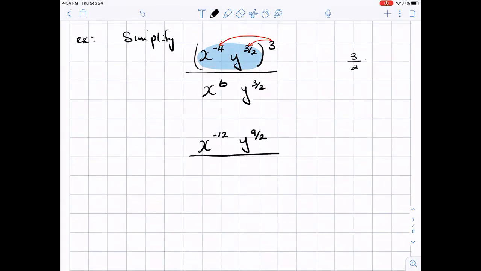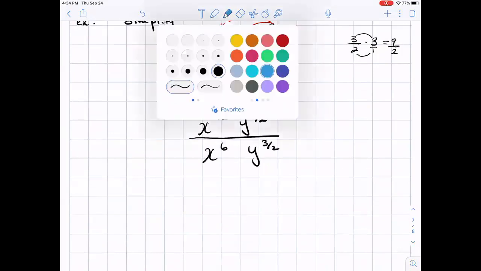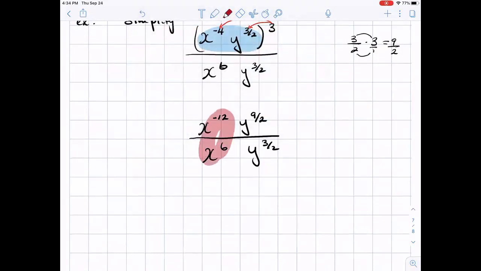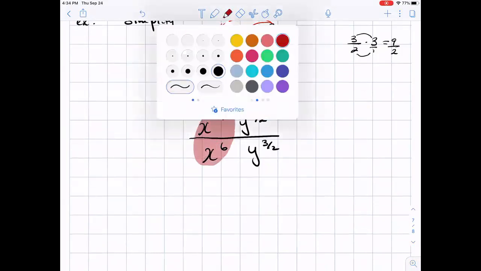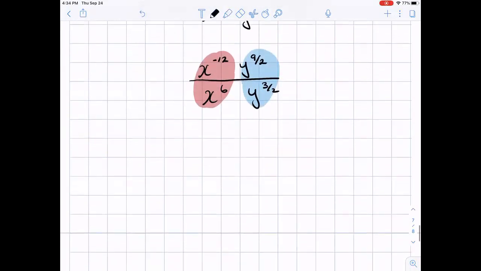3 over 2 times 3. 3 times 3 is 9. And there was like an invisible 1. 2 times 1 is 2. The denominator becomes x to the 6 and y to the 3/2. Now, similarly, as we said before, this here is one base, and this here is another base. So we can simplify them as x to the numerator power minus the denominator power, y to the numerator power minus the denominator power.